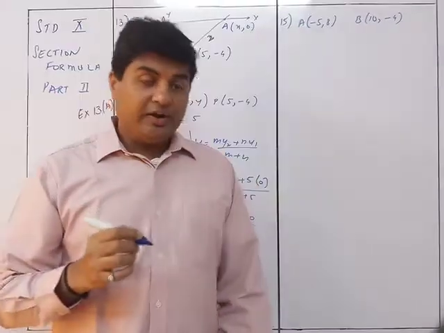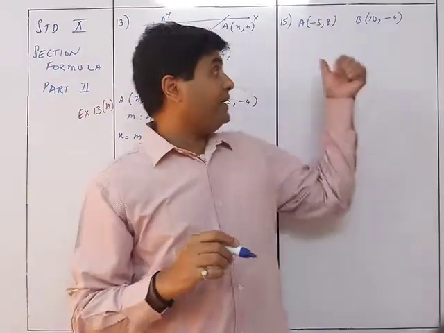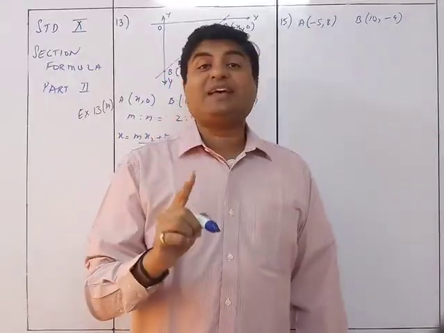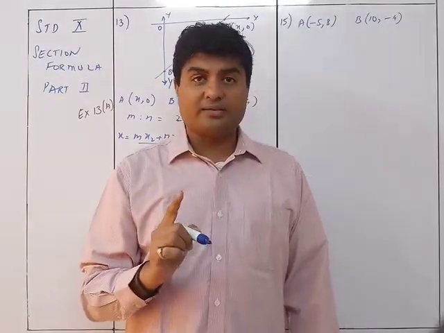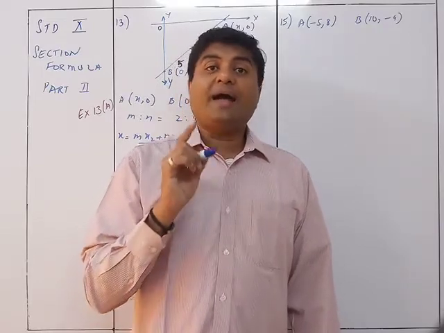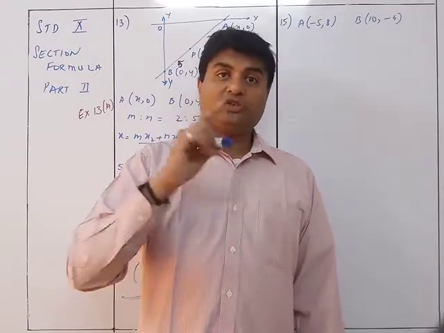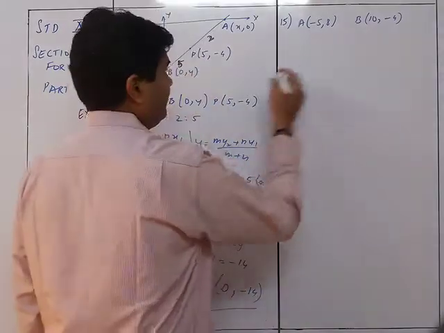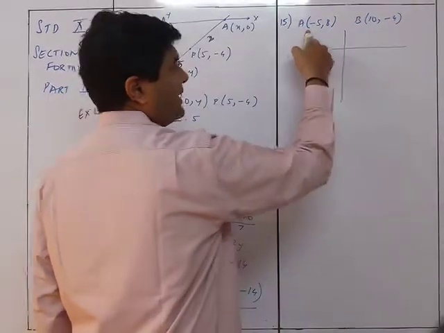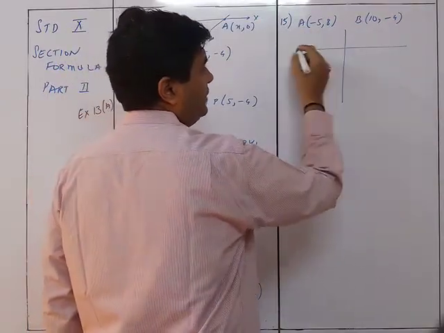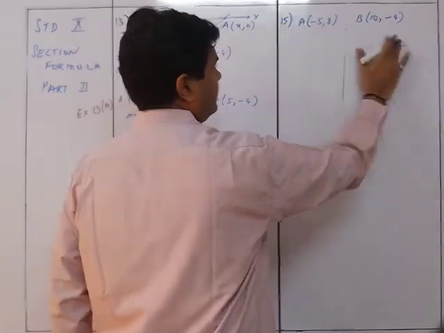Now, we need to understand this question. Show that the line segment joining the points (-5, 8) and (10, -4) is trisected by the coordinate axes. What are the coordinate axes? The x-axis and y-axis are called the coordinate axes. Trisected means the x-axis and the y-axis are dividing the line AB in the ratio 1:1:1. It is like this. So if I draw a figure, we got (-5, 8), so (-5, 8) will be somewhere here.